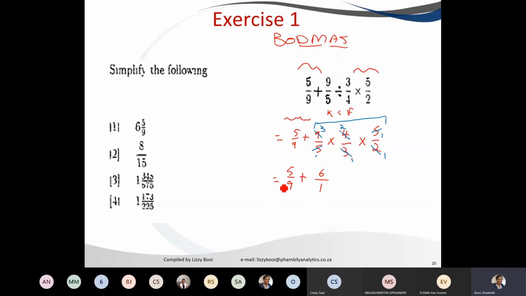Now I need to find a common denominator because I'm working with addition of fractions. So to find the common denominator, I get 9 as my common denominator. 9 goes how many times into 9? It goes 1 time. 1 times 5 is 5. 1 goes how many times into 9? It goes 9 times. 9 times 6 equals 54.